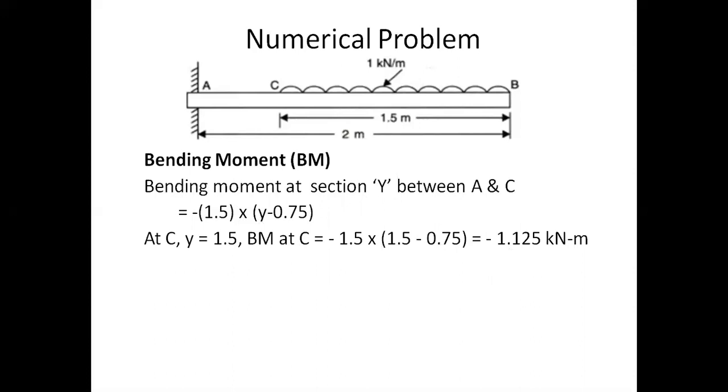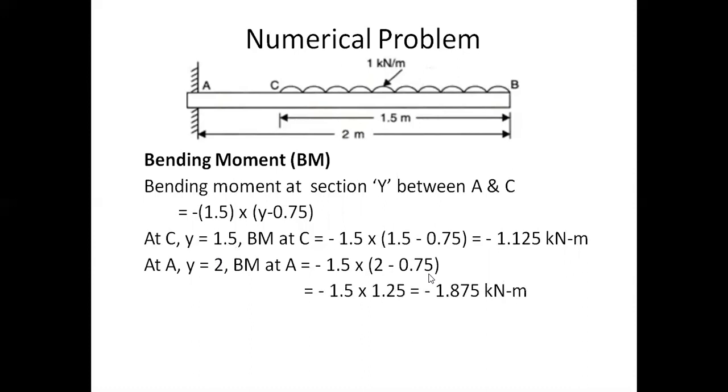That is minus 1.125 kilonewton meter, and the minus sign is because of hogging, or convexity at the top of the beam. Now let us find the bending moment at A. The point A is at 2 meters from B. Therefore, the Y value is 2 here. Therefore, the bending moment at A is nothing but 1.5 into 2 minus 0.75. That is nothing but 1.5 into 1.25, that is minus 1.875 kilonewton meter.